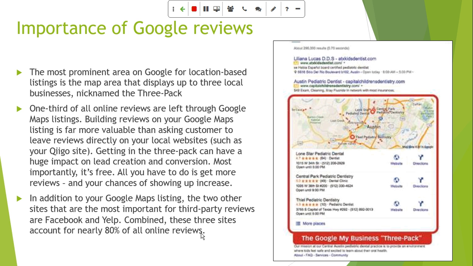The most prominent area on Google for location-based listings is the map area. So in this image, you can see what is called the 3-pack, and it's the 3 local businesses that show up in the Google Maps listings area. So that is ideally where we want to show up.